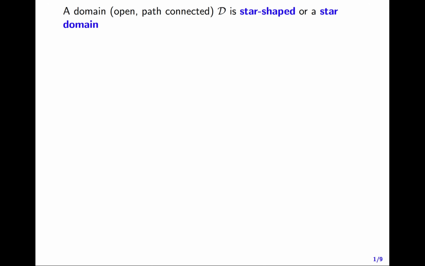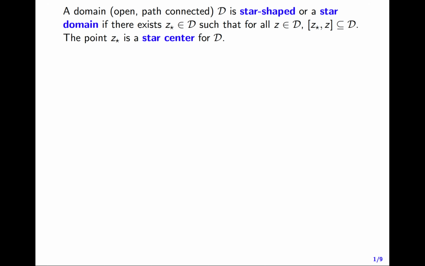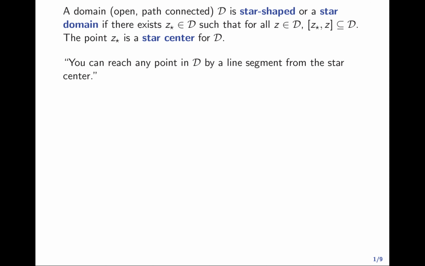So we say that a domain D is star-shaped, or a star domain, if there exists a point z-star in D, such that for all points z in D, the line segment from z-star to z is contained in D. And we call the point z-star a star center for D. More informally, you can reach any point in D by a line segment from the star center.